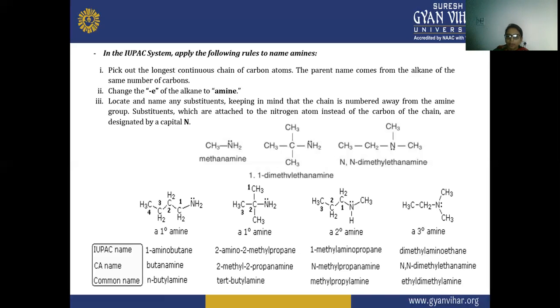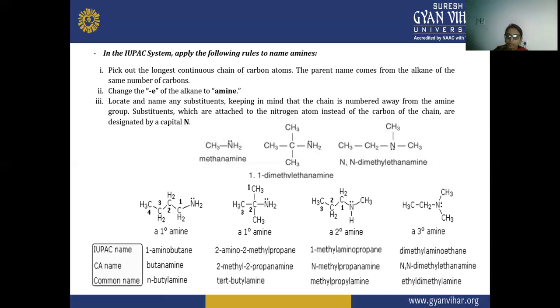It is a secondary amine. And on this, N-methyl propanamine. So on the N position, the methyl group is attached and the propanamine. And there are 3 carbon atoms, that is why its name is propanamine, and methyl propylamine. Now is your tertiary amine.